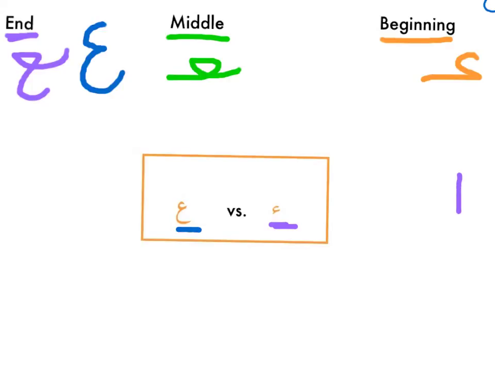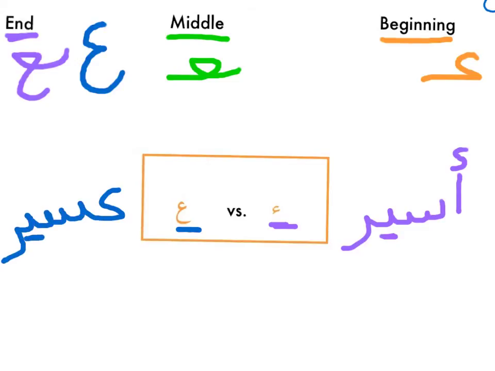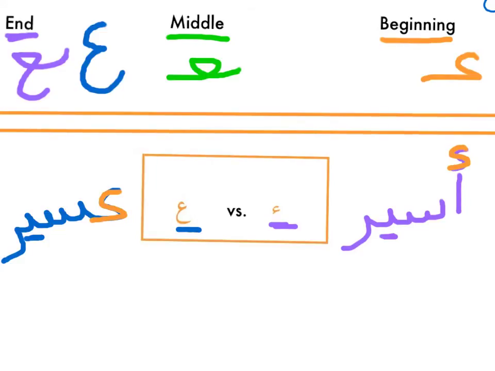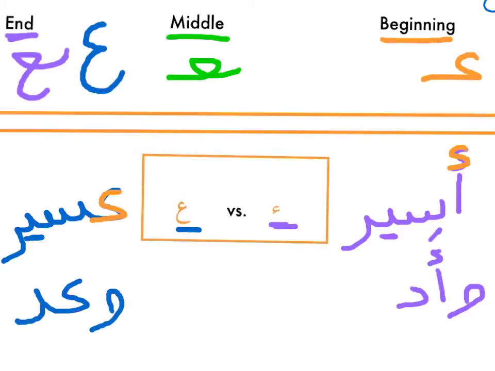The first word is asir with hamza at the beginning, and we pronounce it asir, versus the word asir with ayn. Once again, asir versus asir. The next example is the word wa'ad with hamza versus wa'ad with ayn. Once again, wa'ad versus wa'ad. As you hear, ayn is much deeper in the throat than hamza.